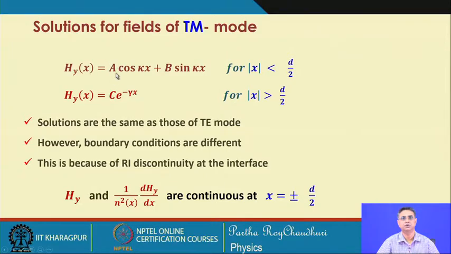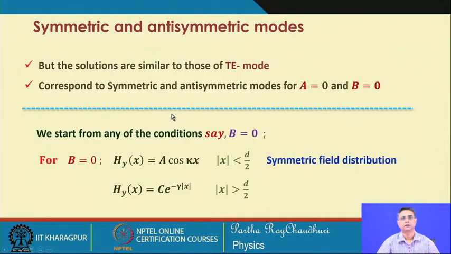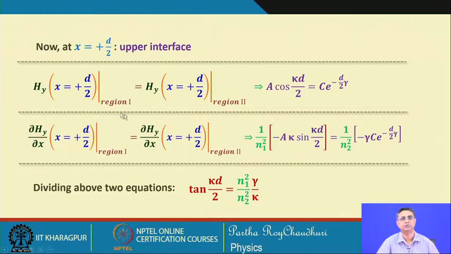If A equal to 0, you can see Hy will be antisymmetric, but if B equal to 0, you can see that Hy will be symmetric modes, that is A cosine kappa x. So, for B equal to 0, that is for symmetric field distribution, this is the same as the one which we have discussed for the TE modes, and we put the boundary condition and dividing these two equations in the same way, we end up with this condition.